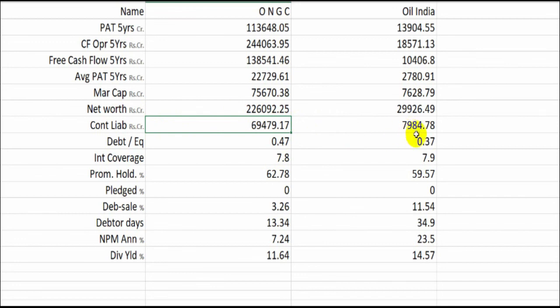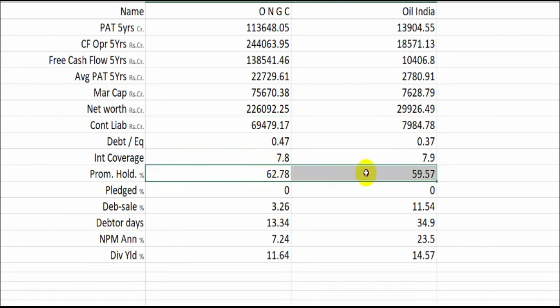Oil India's contingent liability was around 7,000, almost 8,000 crores. Of the 29,000 crores of net worth, 8,000 were contingent liability. Both the companies' debt to equity position is very comfortable, below 0.5. Interest coverage is good for both the companies at 7.8 times. That is, EBIT is 7.8 times higher than the finance cost.